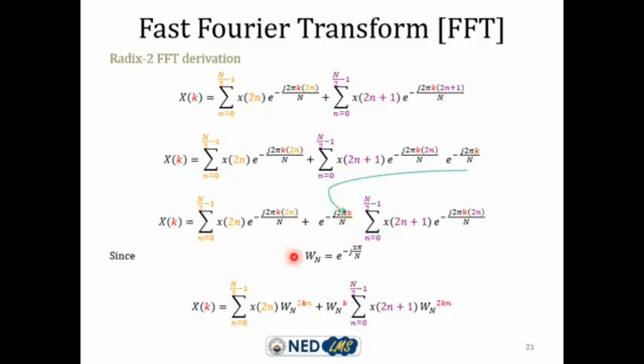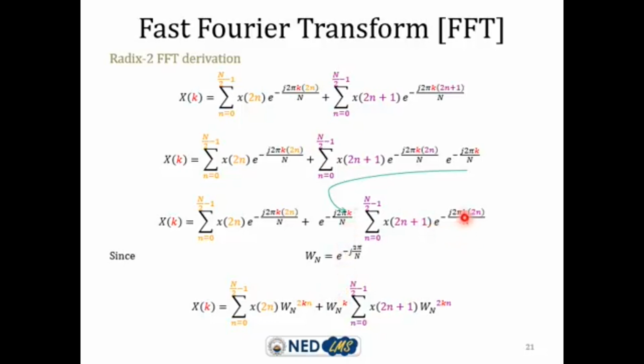And we already know by definition W_N is equal to exponential minus j2 pi over N. So we will replace exponential minus j2 pi over N in this equation by the W_N notation. So this exponential minus j2 pi over N, which is written in black color, can be replaced by W_N, and this 2kn will become the superscript of this W_N notation. Similarly, this exponential minus j2 pi over N can be written as W_N, and this k will become the superscript of this W_N factor.